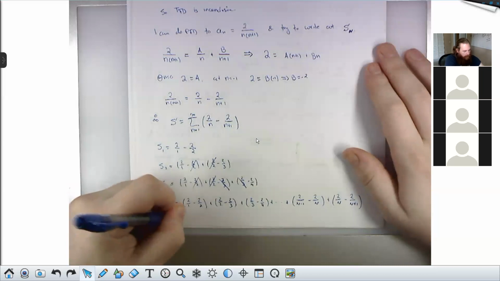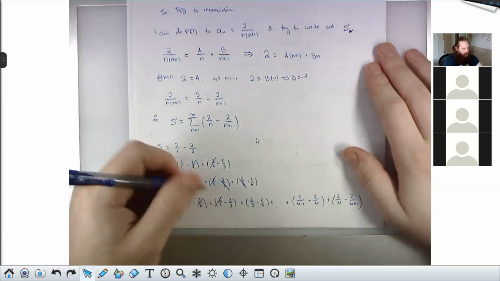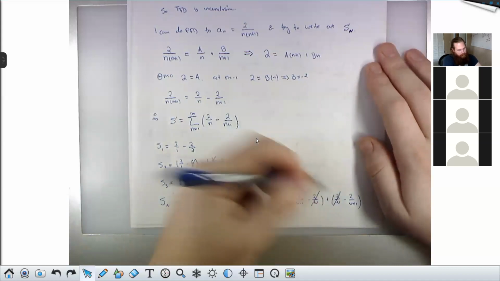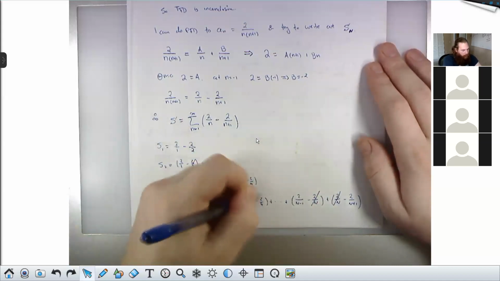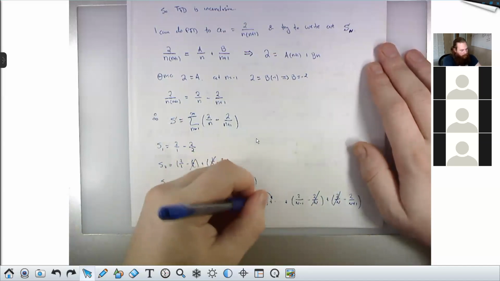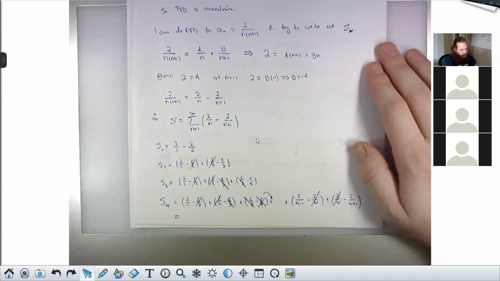And now look at all this cancellation. The 2 over 2's cancel. The 2 over 3's cancel. The 2 over n's cancel. Here, this minus 2 over 4, the very next term in here is plus 2 over 4. So it will cancel also.